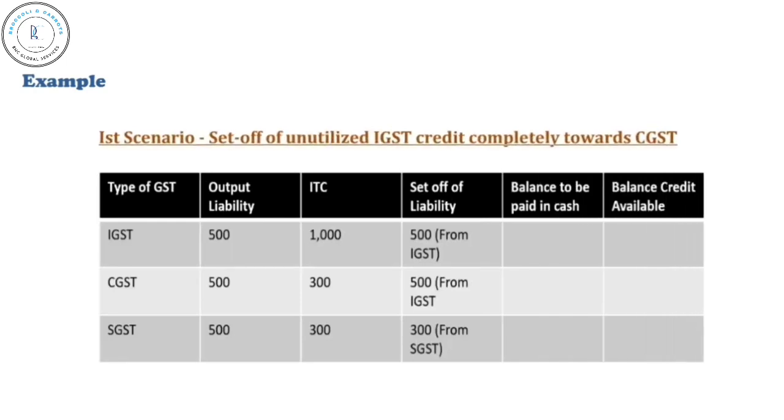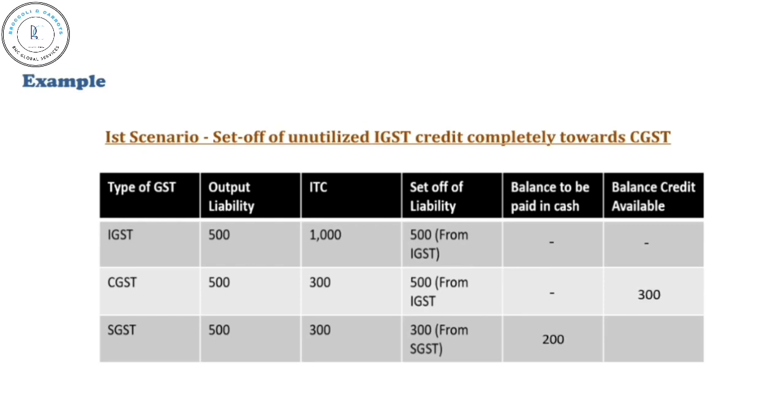First scenario. Set off of unutilized IGST credit completely towards CGST. In IGST, according to the set-off liability given, there is no balance to be paid in cash, or balance credit available. For CGST, no balance to be paid in cash, and balance credit available is 300. For SGST, balance to be paid in cash is 200, and no balance credit available.